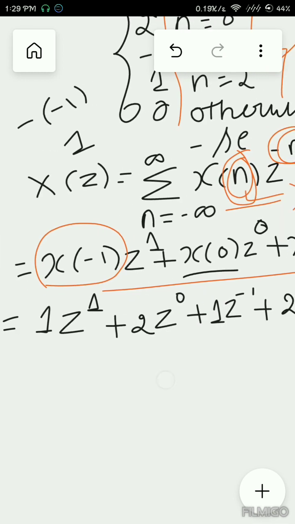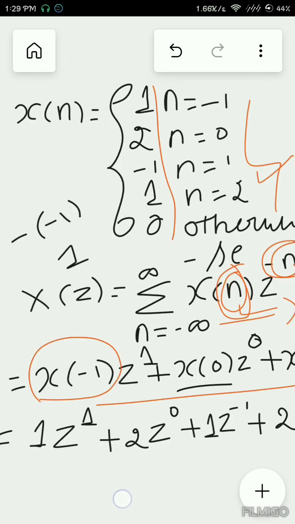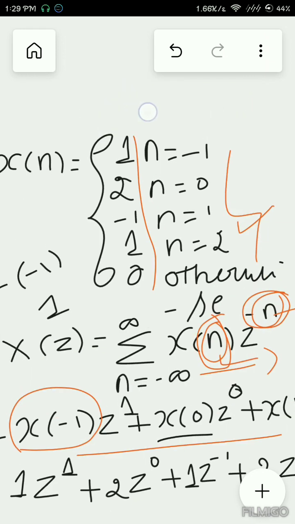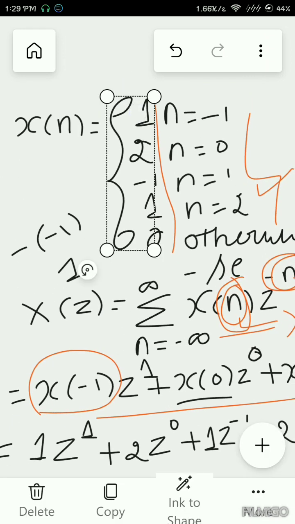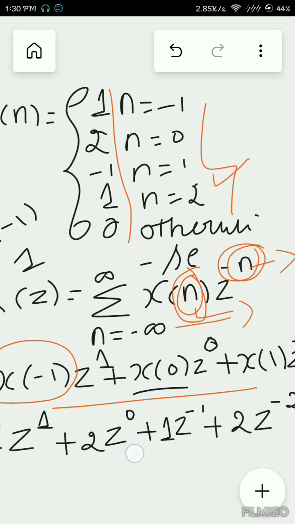So then what is going to happen is, for x of minus 1, what I get as the resultant is already given. If your n is equal to minus 1, what is your resultant? Your resultant is 1. Here it is given, right? So I substituted that 1 over here. And for n is equal to 0, he told that it is 2, so here I substituted 2. For n is equal to 1, it is minus 1, so here I substituted minus 1. And for n is equal to 2, it is 1, so here I substituted 1, right?